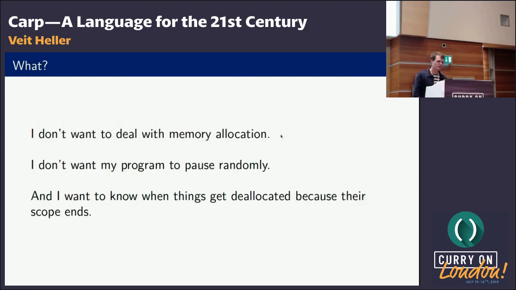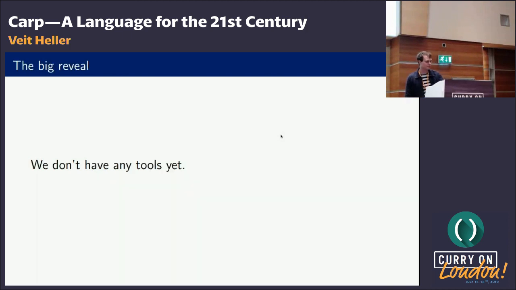Cool. All right. So what I want is, I don't want to deal with memory allocation, unless I really want to enforce a certain memory layout for caching reasons, if we're talking about a game with data-driven design. If I don't need to enforce this, I don't care about it. It's usually very mundane. It's not trivial, but it's mundane. Also, I don't want my program to pause randomly, because that's bad if we're writing a game, and that's the domain that Carp comes from. But I do want to know when things get deallocated because their scope ends, especially when I need to optimize things. If I need to figure out who owns what, and if I move this around, what changes, and what guarantees can I give. So, that's the big reveal.